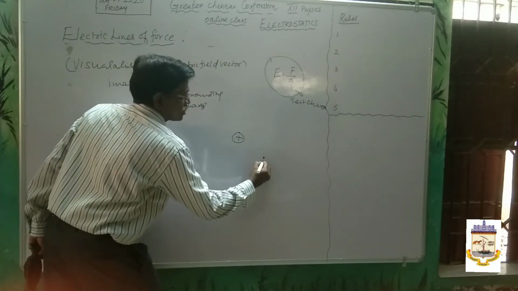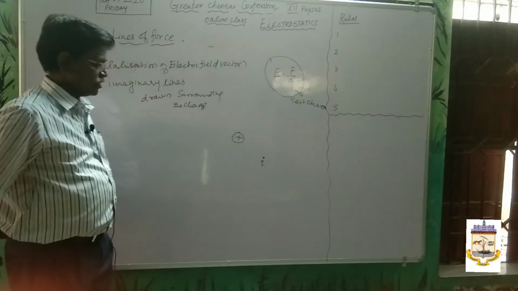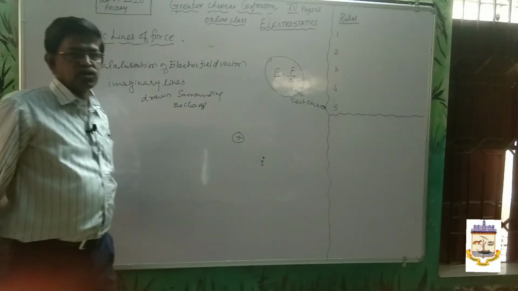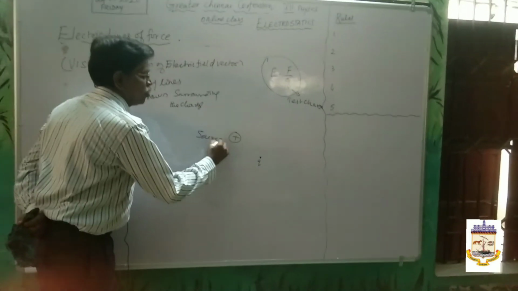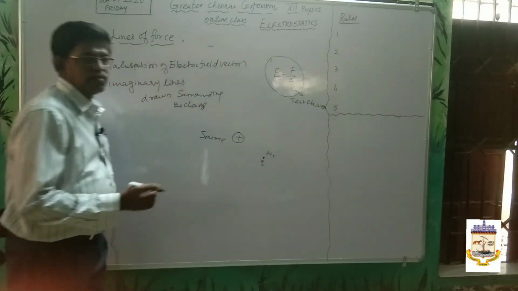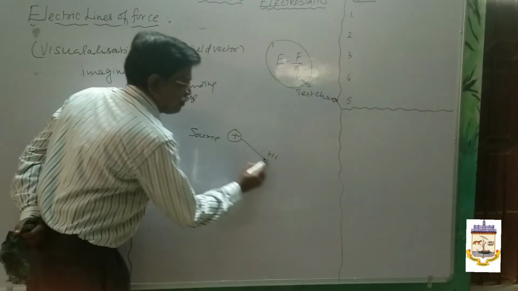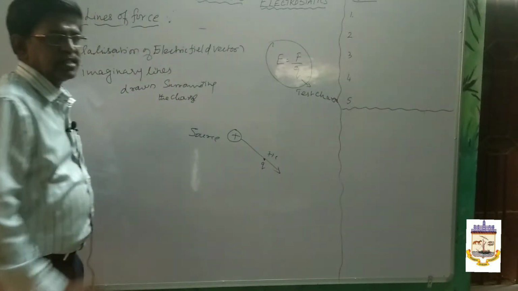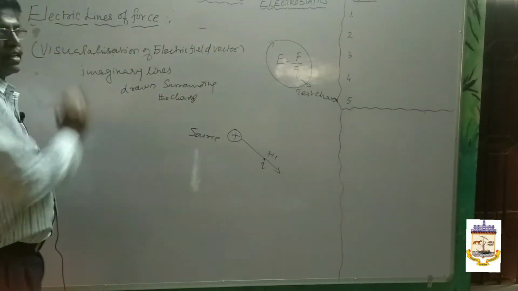You keep the test charge. Let me take this charge as a test charge. It is kept near the positive charge. This is called the source. Then this is nothing but plus 1 coulomb. Now what will happen? The source charge will repel the test charge in this direction. This line is nothing but the electric line.